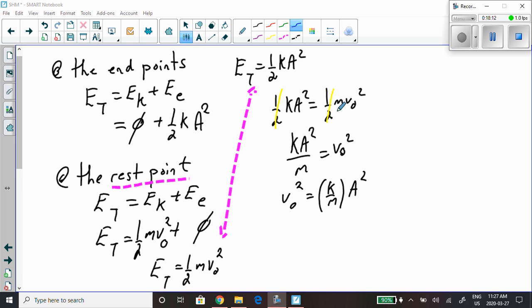Now I can divide each side by m, and now I have an expression for the speed of the object squared in terms of the spring constant, the mass of the object, and the amplitude. I can also, if I want, rewrite this like this. The speed of the object at the rest position is equal to root k over m, and if I root an a squared, it's just going to give me a. There you have it.